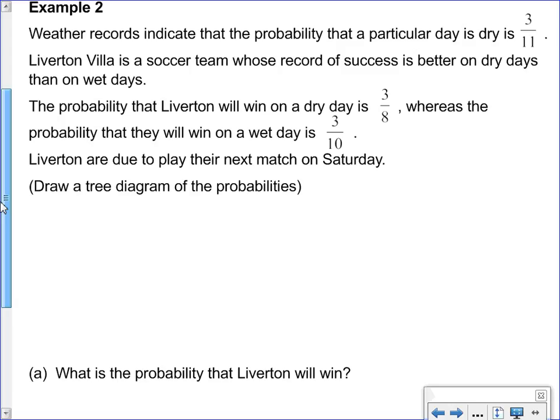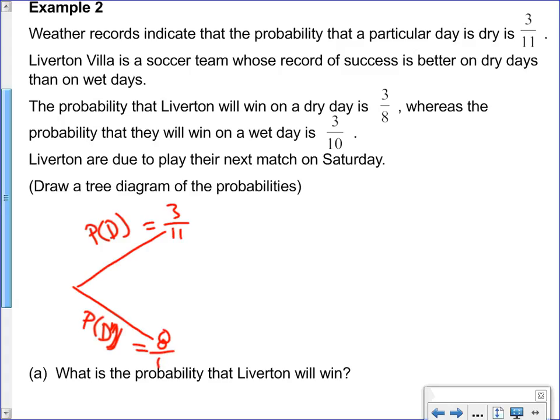Usually it splits up depending on the weather: it's either dry or it's wet. So we start with the weather. The probability that the day is dry is 3 out of 11. Therefore, the probability that it's not dry will be just 1 minus that, which is 8 out of 11. Note that's "not dry", with an apostrophe or exclamation mark there. Okay, so that's the weather.